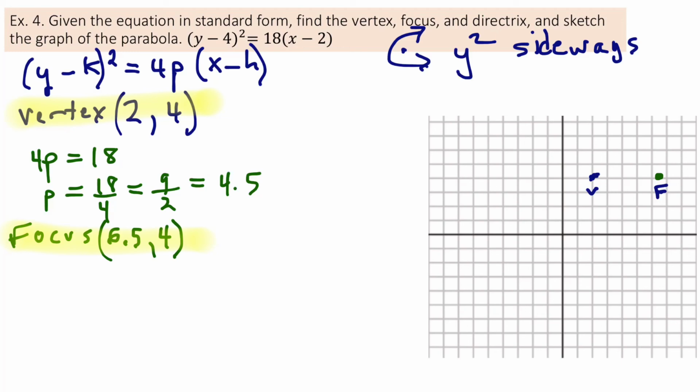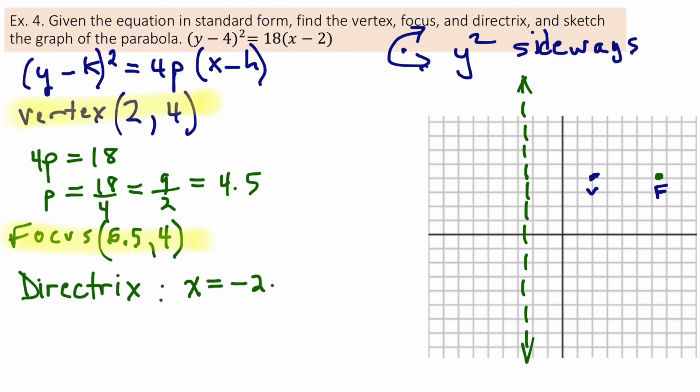My directrix would go 4.5 units in the opposite direction. So I'm going to count 1, 2, 3, 4.5. It's going to cut through there. It's going to be outside the dish. It's going to be a vertical line cutting through that dot here. This is my directrix. If I write the equation for my directrix, it's a vertical line cutting through at x is equal to negative 2.5. We can see that. So the equation is x is equal to negative 2.5.